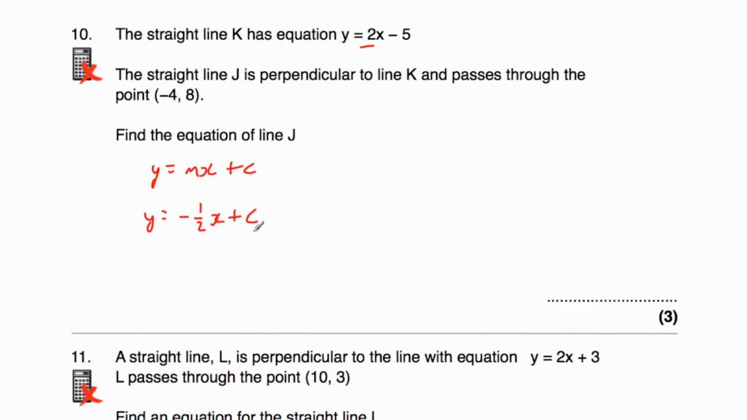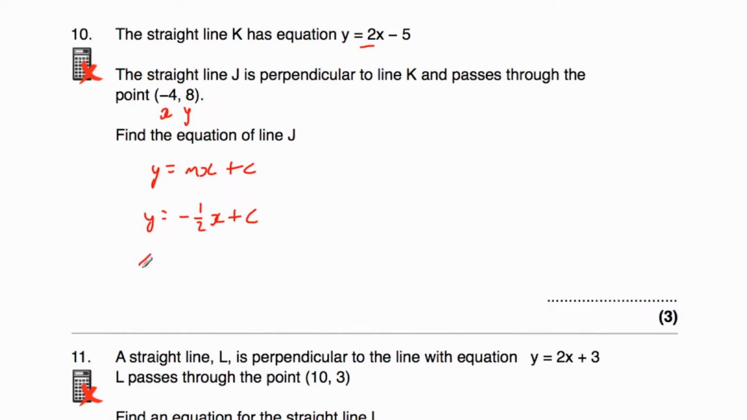So now we need to find the c, where it crosses the y-axis. Now if we have a look, we've been given a point that it passes through, the point negative 4, 8. That means that x is equal to negative 4 and y is equal to 8. So if we substitute those into our y equals minus a half x plus c, we can find c, and then we'll know the gradient and where it crosses the y-axis, so that means we'll have our equation.